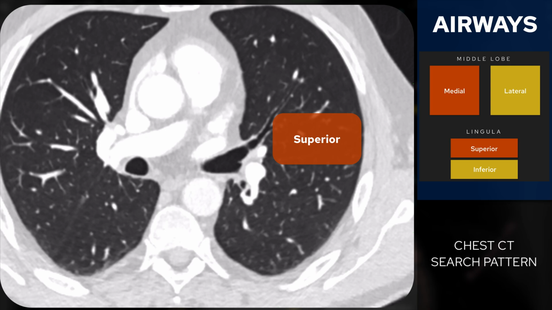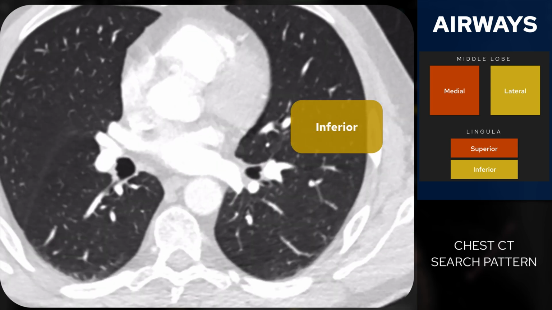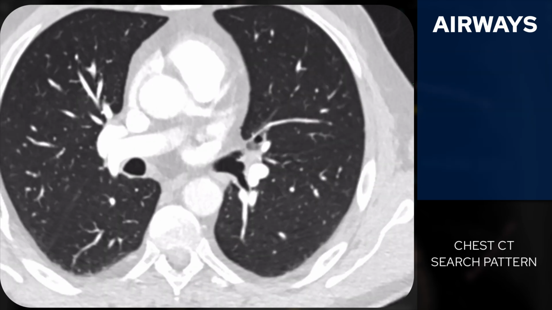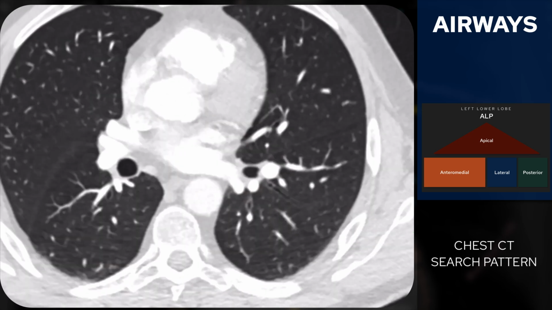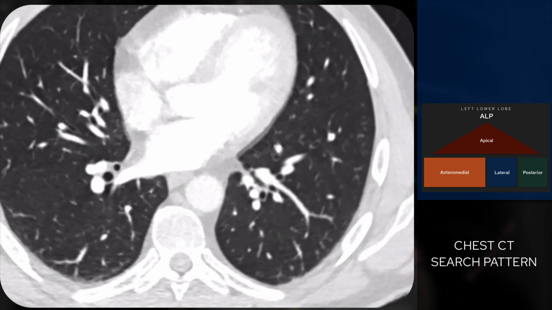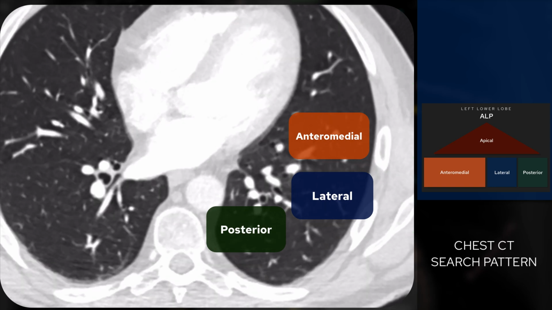So this is your superior segmental bronchus, and if we follow that down, we can see your inferior segmental bronchus there. Again, left lower lobe, a bit like a house. Apical segmental bronchus is the top floor, and then on the bottom, we've got 3 branches. We've got the anteromedial, we've got the lateral and the posterior segments.